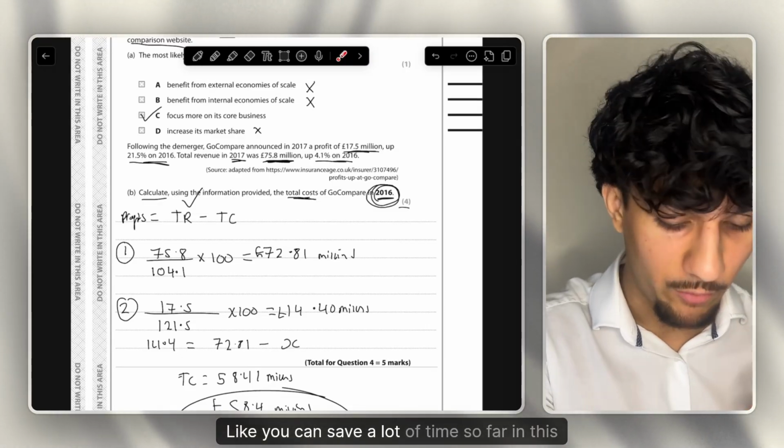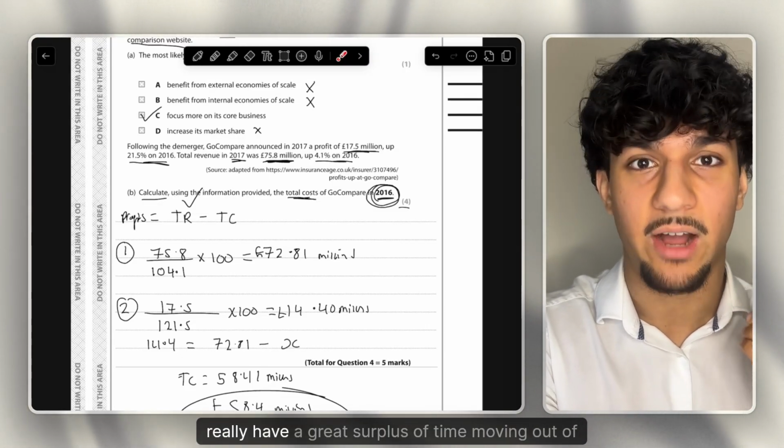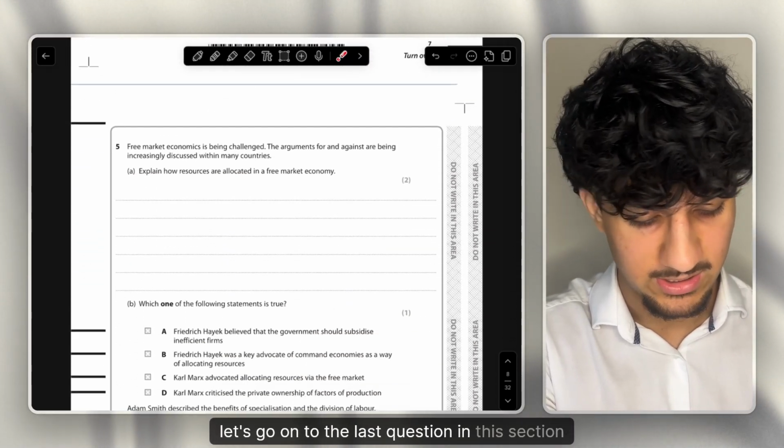Like you can save a lot of time so far in this section here. This is why practice is so key, where you can really have a great surplus of time moving out of this section here. But yeah, let's go on to the last question in this section here.